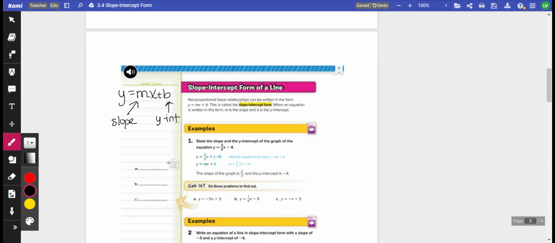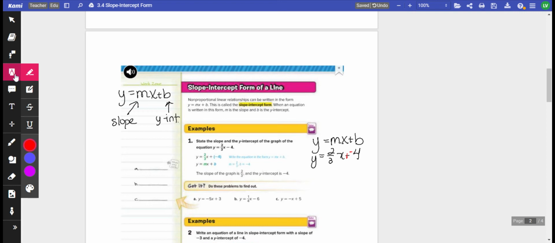Examples. Let's look at number 1. State the slope and the y-intercept of the graph of the equation y equals 2/3 x minus 4. If I rewrite the slope-intercept form, y equals mx plus b, and I write the equation from example 1, y equals 2/3 x minus 4. As we've done in the past, there's subtraction, so I'm going to make it into an addition problem by adding, making it into a negative 4.